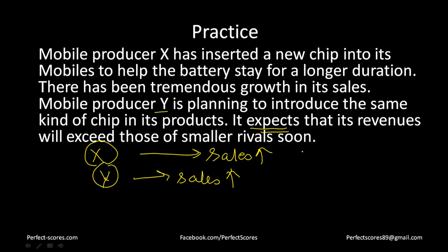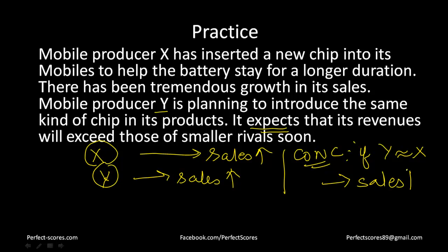Now in this case you can see there is not a proper written down conclusion. There are no words like thus or hence or therefore. So the conclusion over here is hidden, in a sense. The conclusion would be that if Y does the same as X, it will also see an increase in the sales.